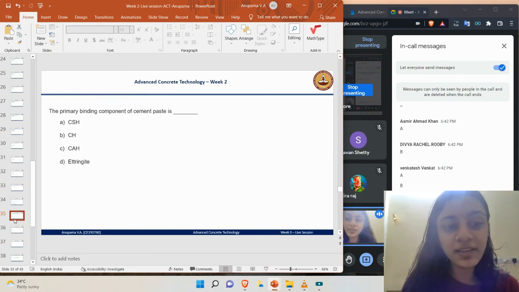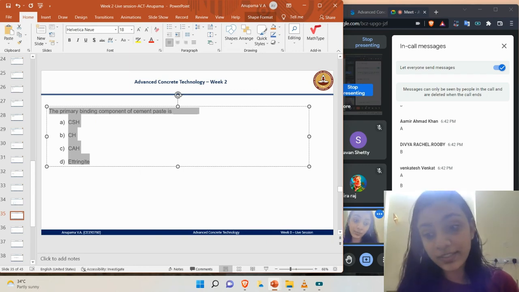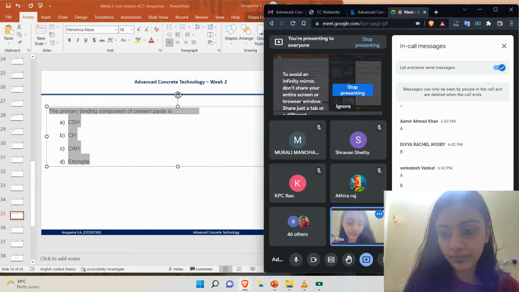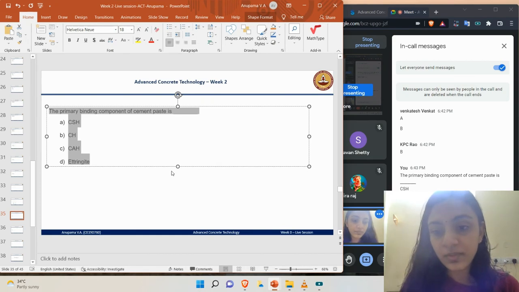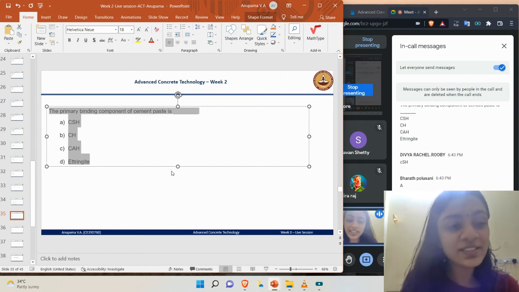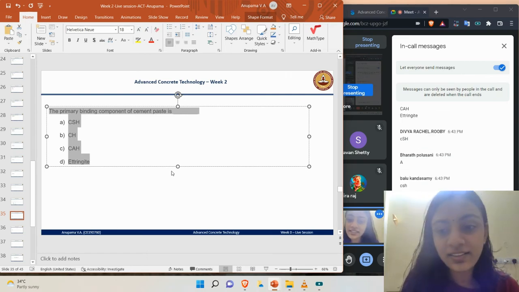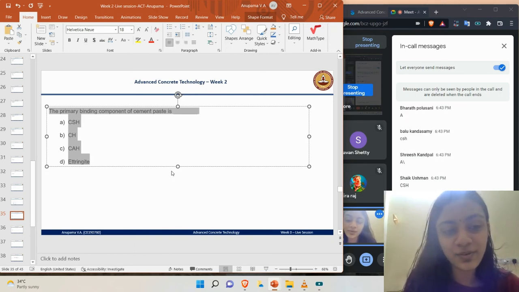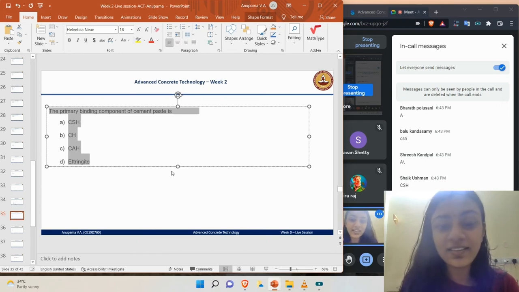Now, the primary binding component of cement paste is a very easy question. Options are CSH, CH, CAH, and ettringite: calcium silicate hydrate gel, calcium hydroxide or portlandite, calcium aluminate hydrate, and ettringite. Which one binds the components together? What is the binding component in the cement paste? I'm getting a few answers here.